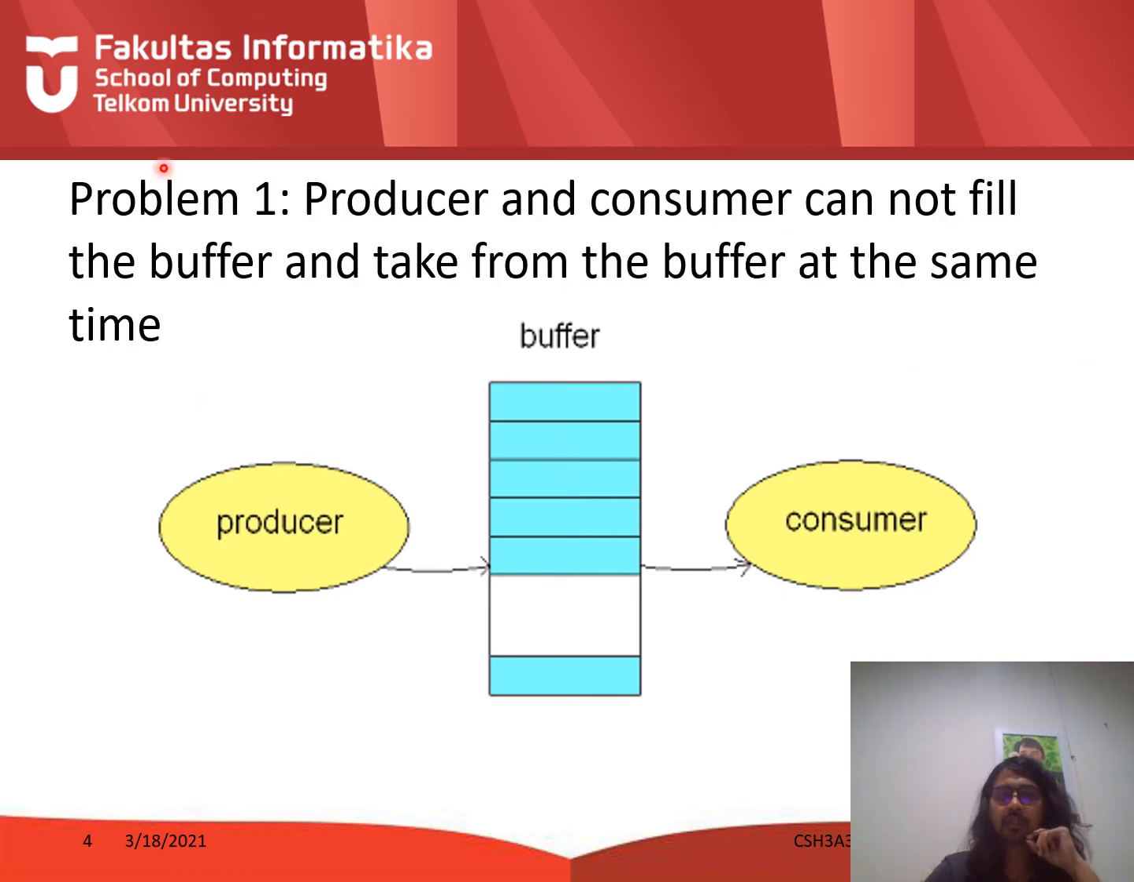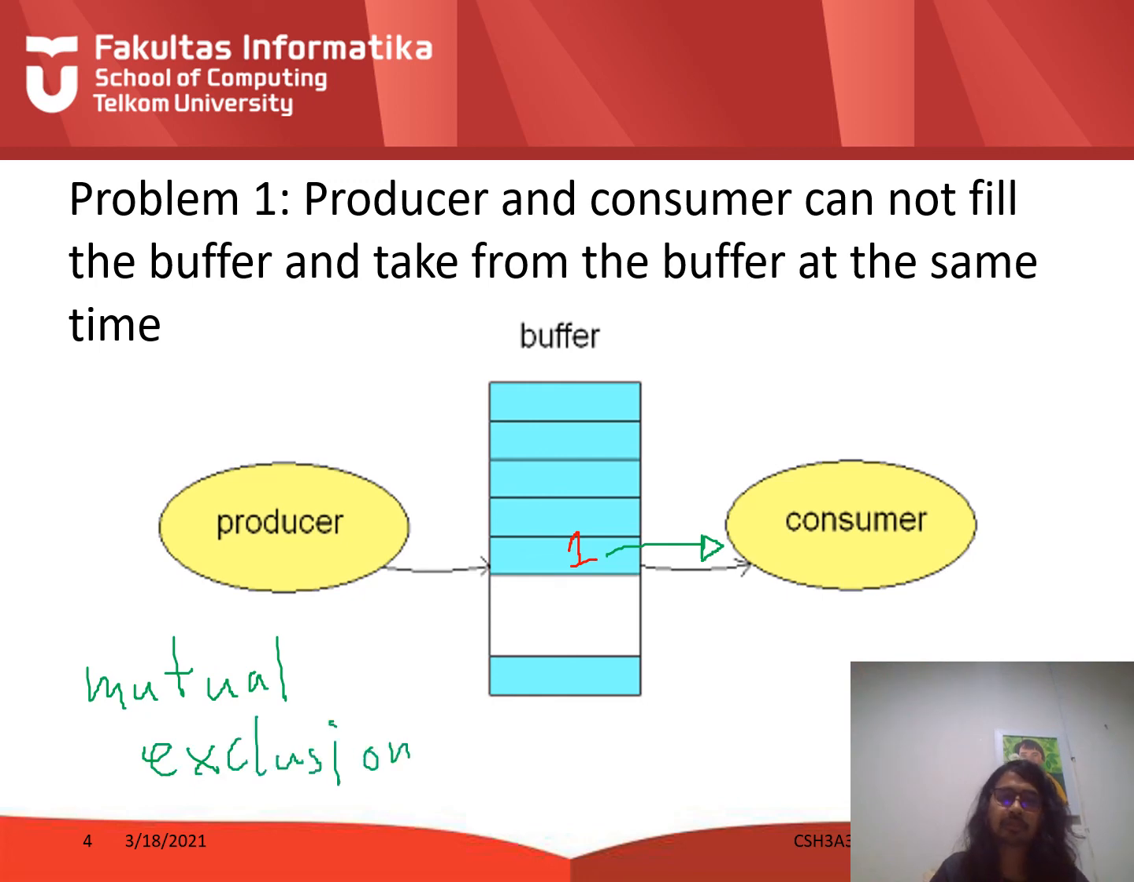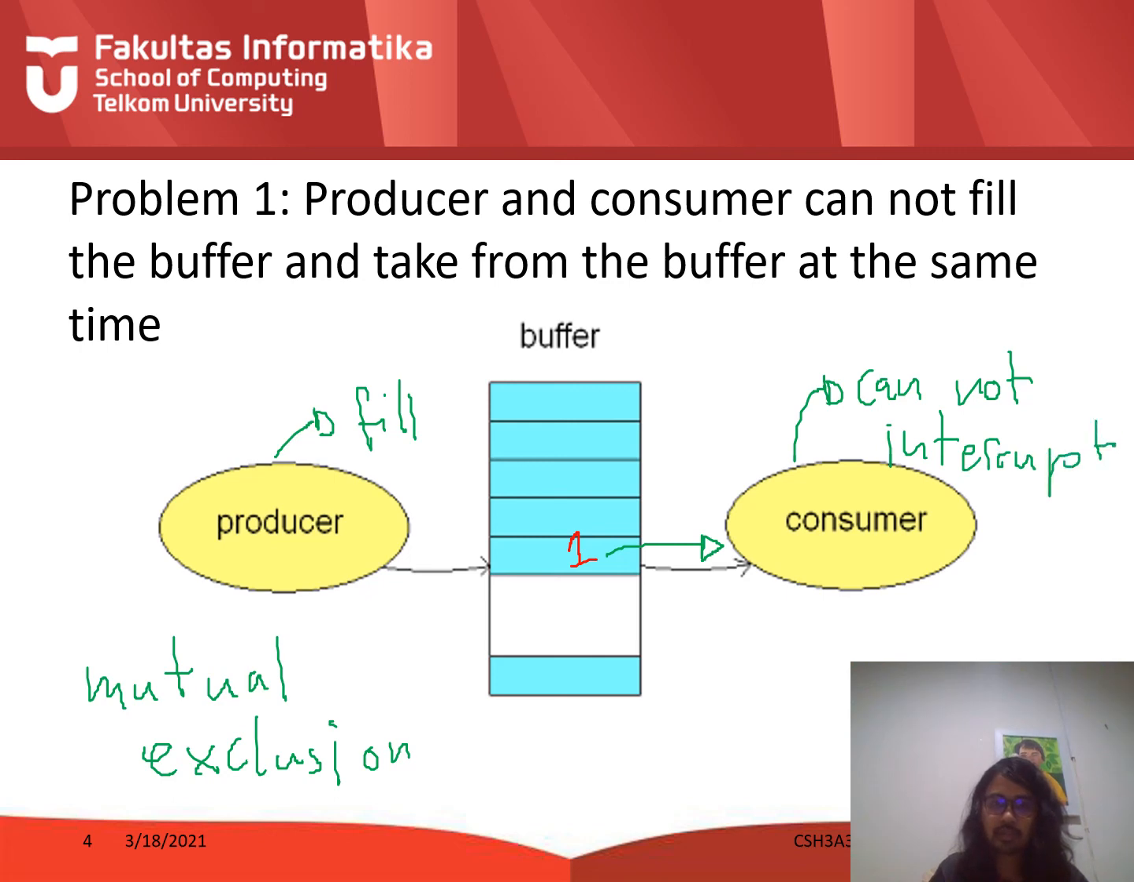Problem 1 is that the producer and consumer cannot fill the buffer and take from the buffer at the same time. For example, here the producer fills the buffer with 1. That moment can happen at the same time as when the consumer takes 1. So this calls for mutual exclusion. When the producer fills the buffer, the consumer cannot interrupt. And of course, we will implement this with a semaphore.